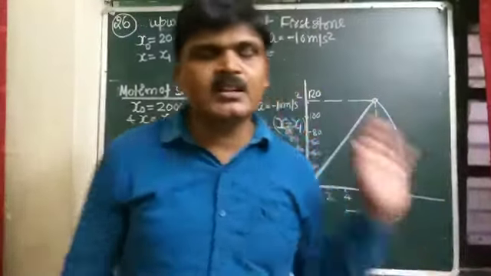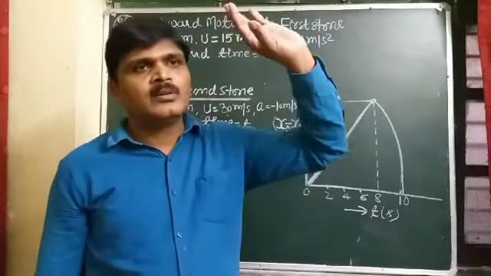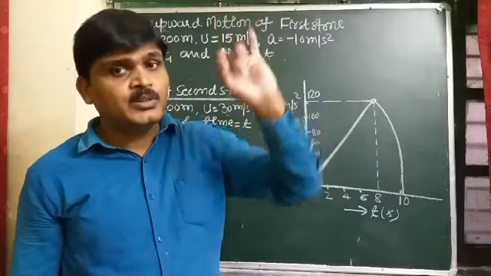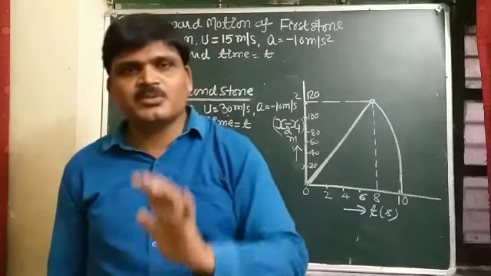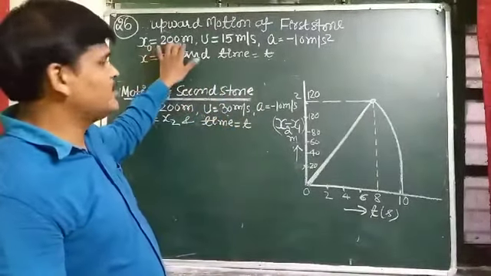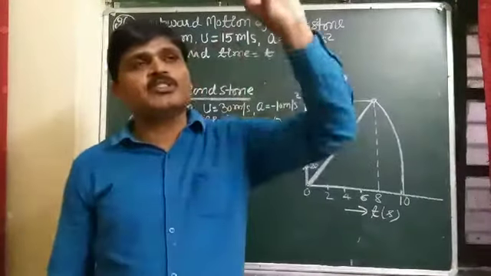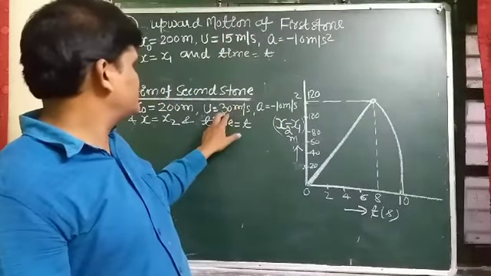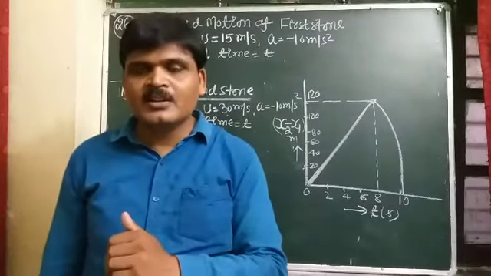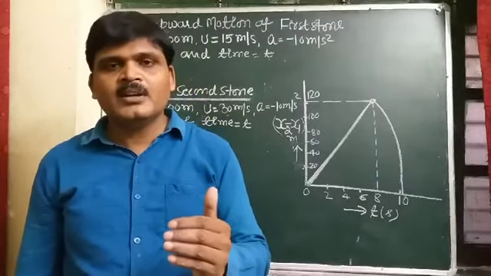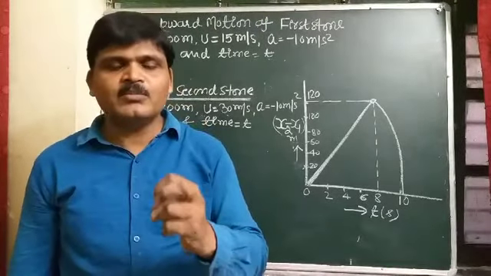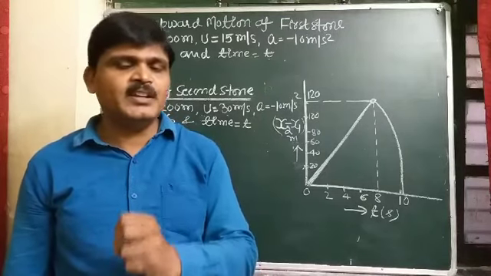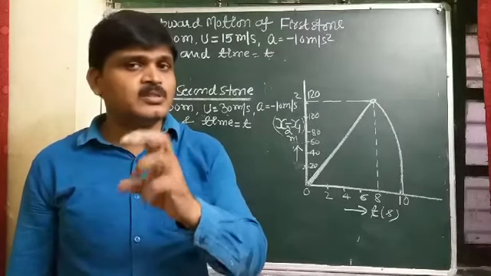So student, here two stones are thrown from the cliff which is 200 meter high. The initial position of the stone is 200 meter, and the stones are thrown vertically upward, the first stone with initial velocity 15 meter per second and the second stone with initial velocity 30 meter per second. So after time t, its position formula, you know that x equals x naught plus ut plus half at square. Now I am going to use this formula.